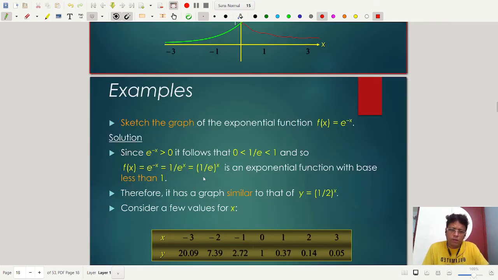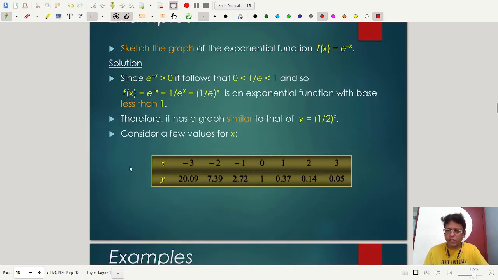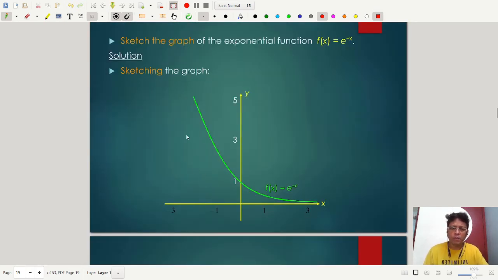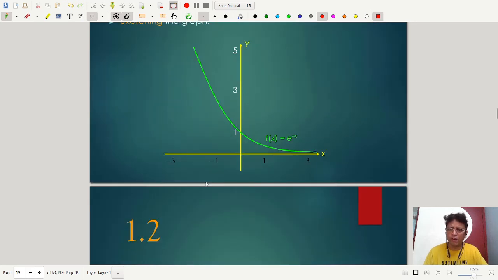Now e to the power minus x, you can check the table for e to the power minus x and draw the graph of e to the power minus x. Okay, this is your e to the power minus x graph. So that's all about exponential function.